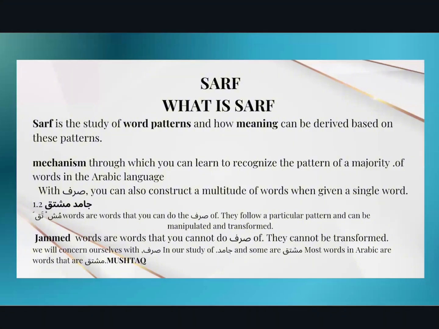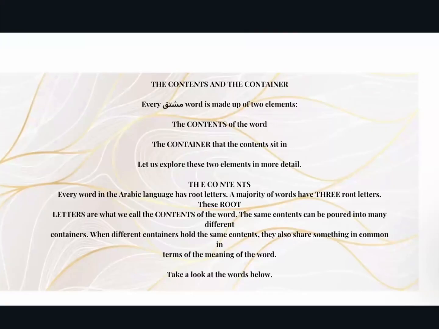Contents and container. Contents are the root letters, container is the family. Every mushtaq word is made up of two elements, contents and container. So a word that can be sarfed, a mushtaq word, is made up of two elements, contents and container. Contents are the root letters, container is the family.